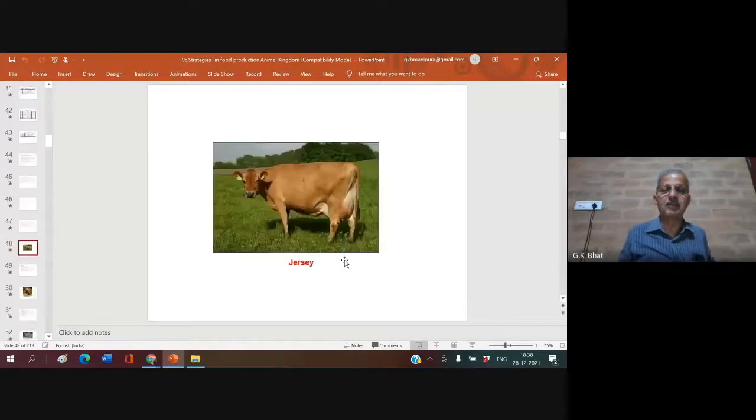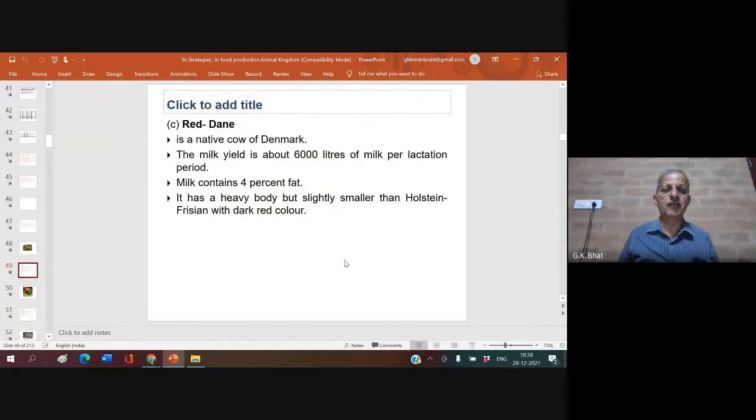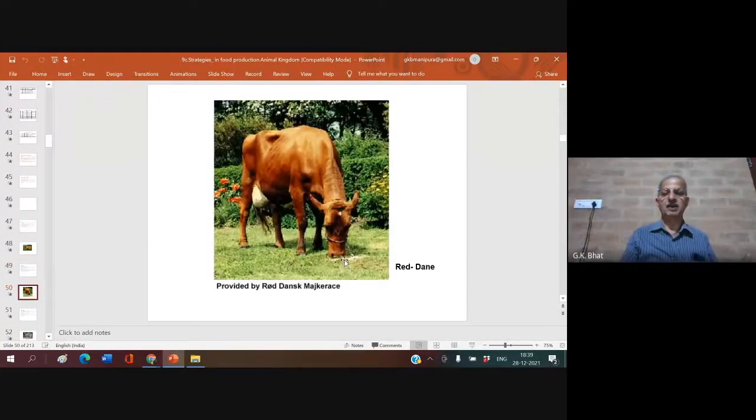Have you not seen this? Jersey, Navya, Namrata, Jyoti, have not seen? Yes. So these Holstein Friesian and this Jersey are very common. You do come across them almost everywhere. And this is Red Dane. It's a native cow of Denmark. The milk yield is about 6,000 liters per lactation. Milk contains 4% fat. It has a heavy body, but slightly smaller than Holstein Friesian. Just to know the name of this Red Dane.